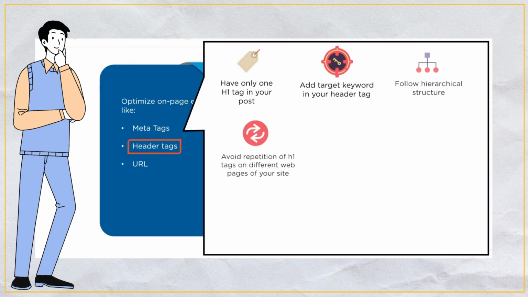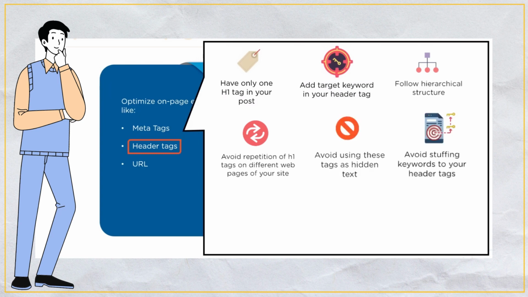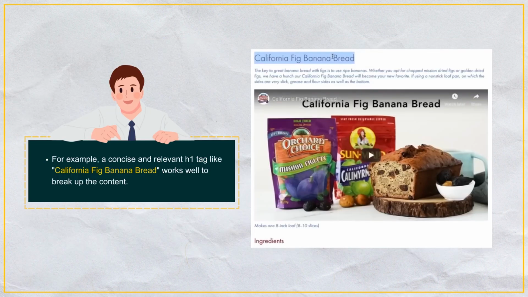To ensure a hierarchical structure, it is important to use H2 tags to break up the content. Avoid repeating the same H1 tags with the same keyword across different web pages, and make sure that H1 tags are engaging and appropriately used to break up the content. It is crucial to adhere to white hat techniques, avoiding hidden text and keyword stuffing. The H1 tag should be kept within 20 to 70 characters, avoiding excessively long tags. For example, a concise and relevant H1 tag like California Fig Banana Bread works well to break up the content.